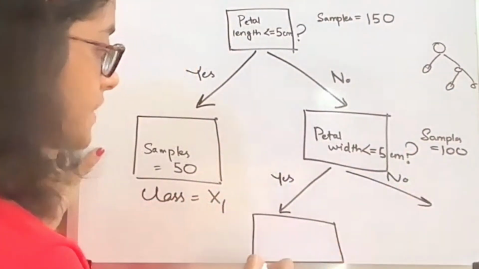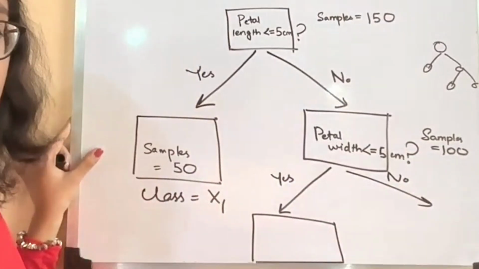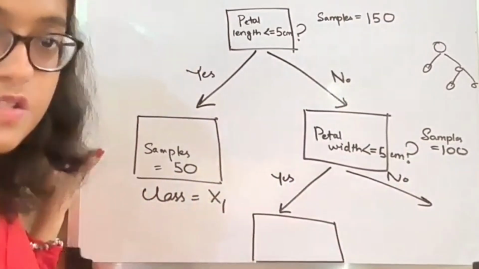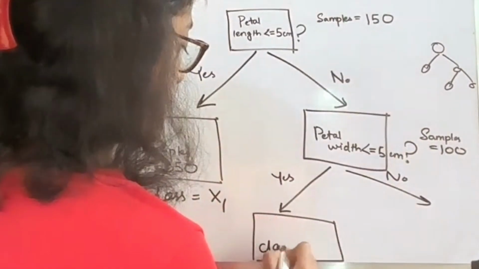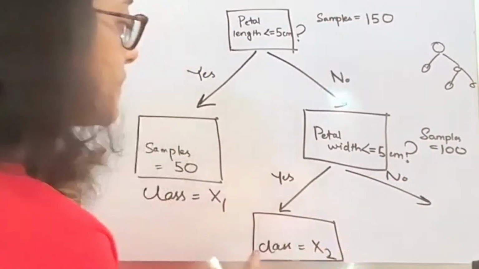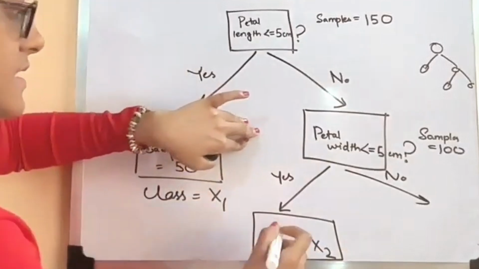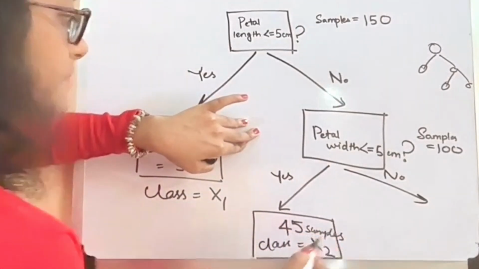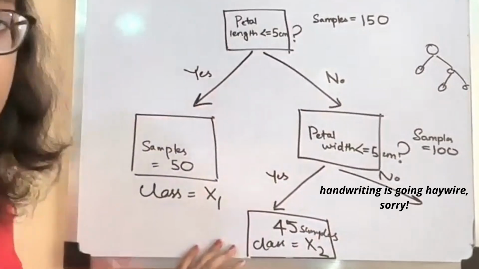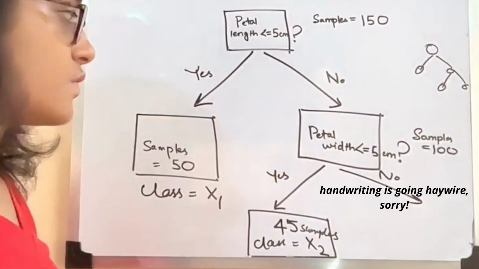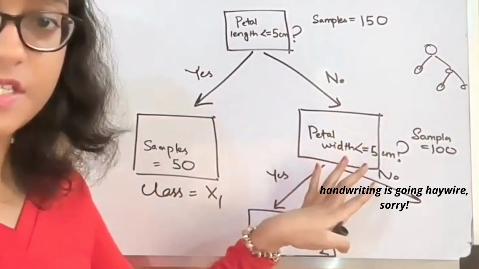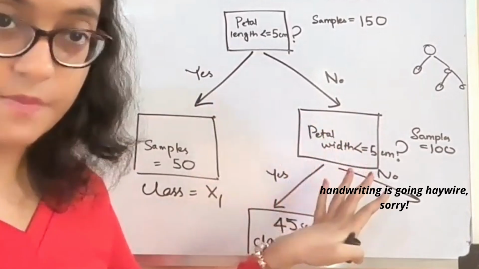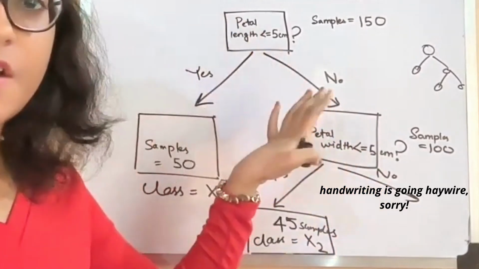So this is going to be again a leaf node, because now we have only class x2. Let's say this has 45 samples. So 45 total samples in our dataset have class equal to x2, with petal width less than 5 centimeters and petal length greater than 5 centimeters.